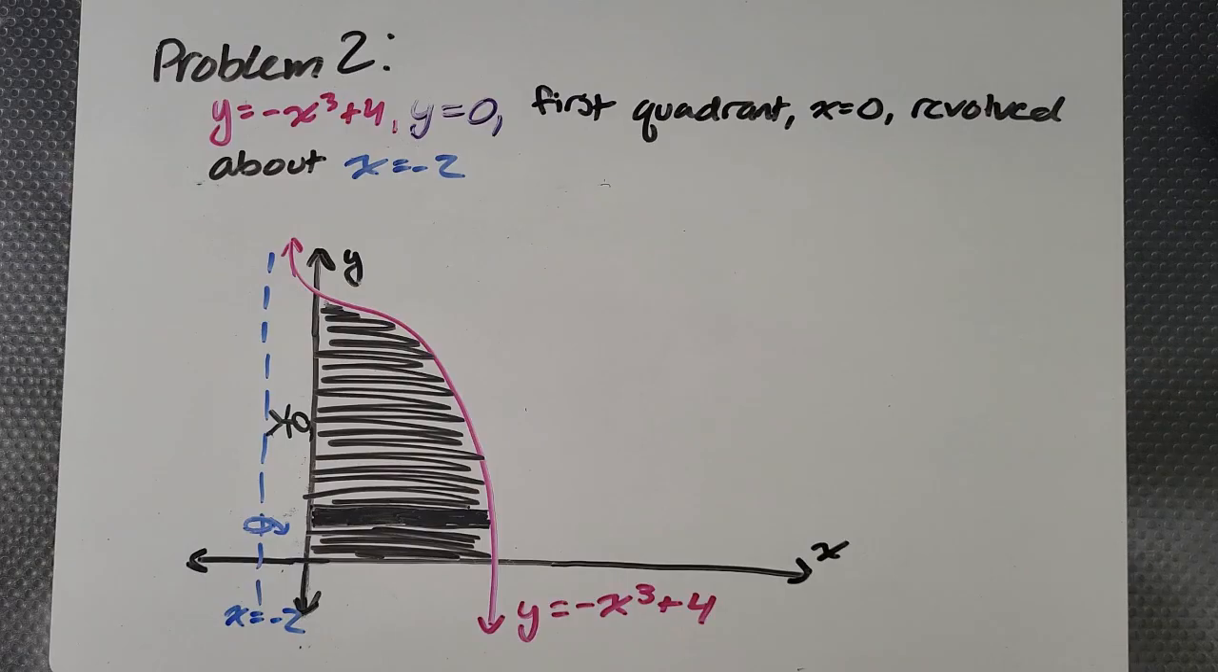Problem 2. Our two equations are y equals negative x cubed plus 4 and y equals 0, revolved around the line x equals negative 2 in the first quadrant. There is a stick figure on the line x equals negative 2 to show there's a hole in the graph.